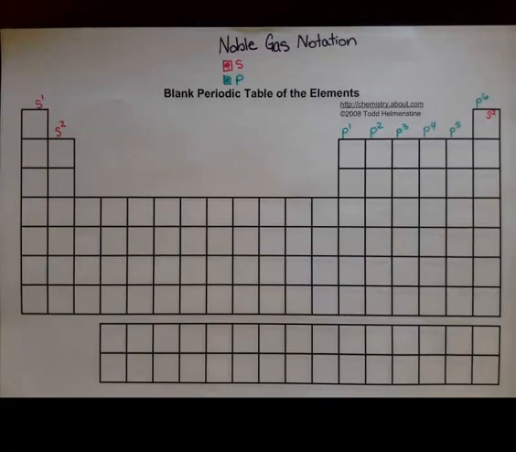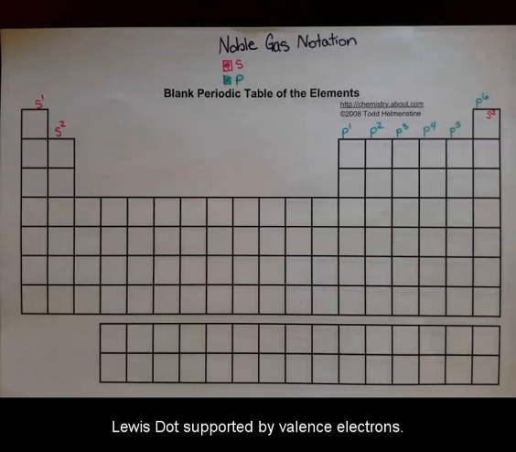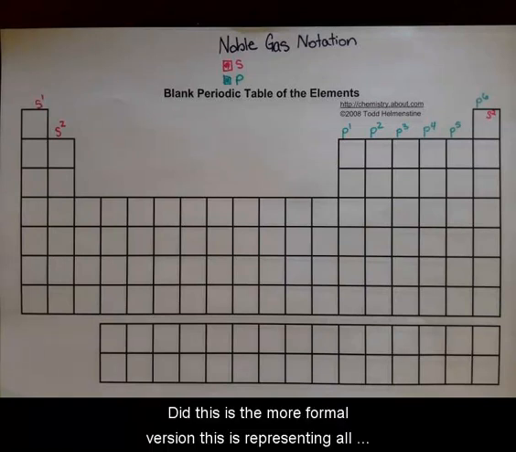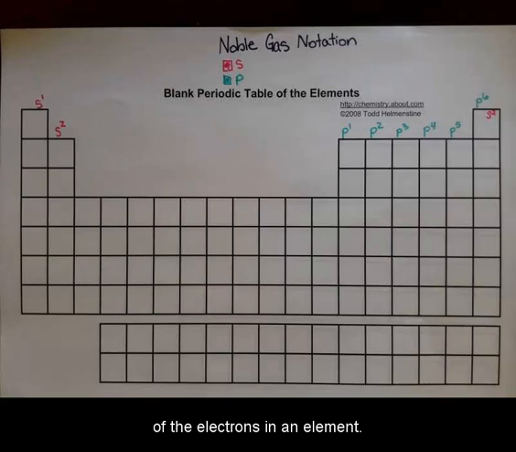We've talked about S and P blocks, Lewis dots supported by valence electrons, and valence electrons supported by S and P notation. Let's talk about noble gas notation. This is the more formal version. This is representing all of the electrons in an element.